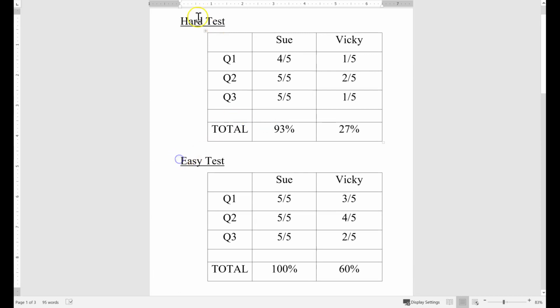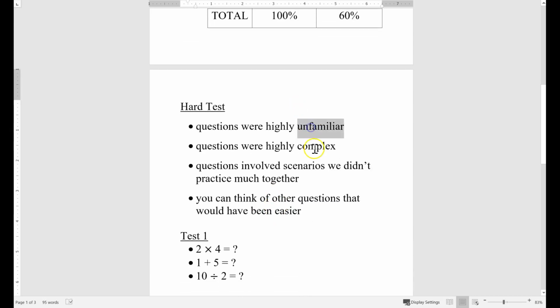These are subjective terms, hard and easy. Familiar, complex, practiced, these are all terms that are subjective. So it's something where I reflect on how my students were doing in the unit, what level were they at, things like that. This is what I consider when I'm trying to discern whether it was actually a hard test.